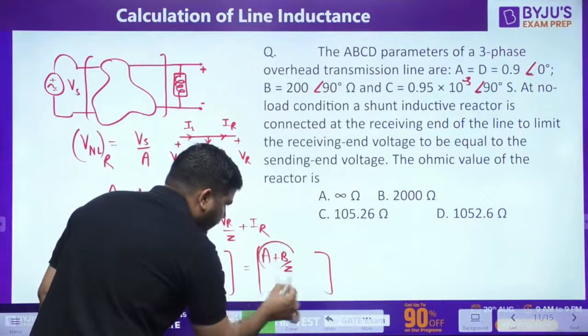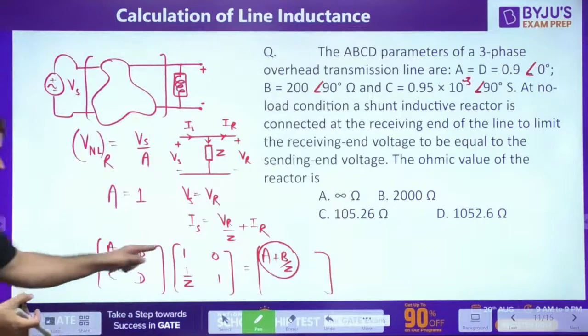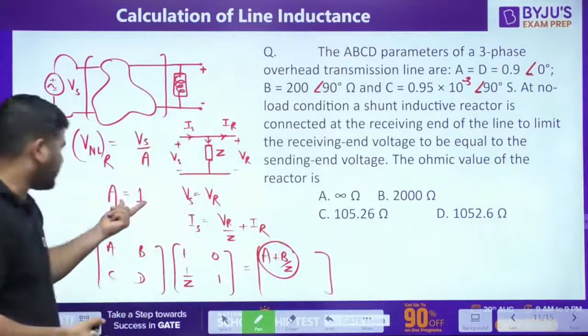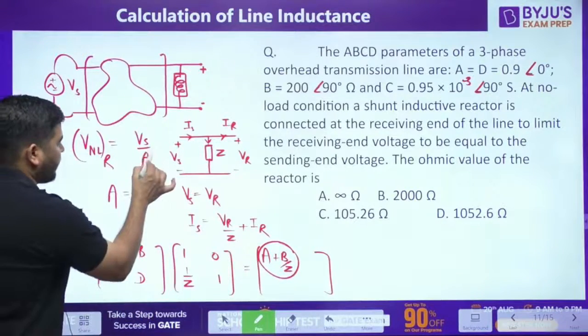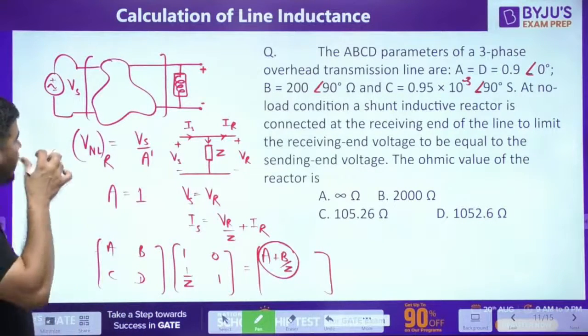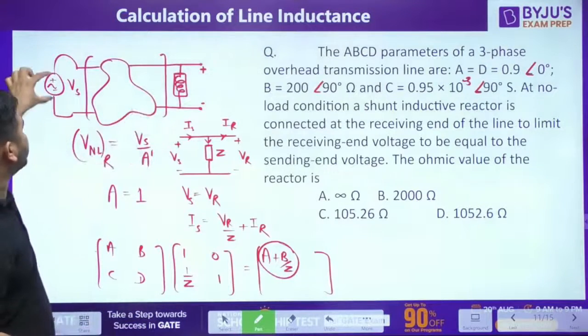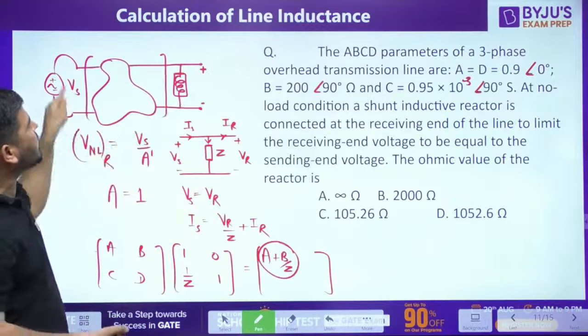This is my new A. A plus B by Z is the new A. You can see that, and this value has to be 1. Let's call it A prime. So this voltage at no load is equal to this voltage divided by A prime of this entire network.